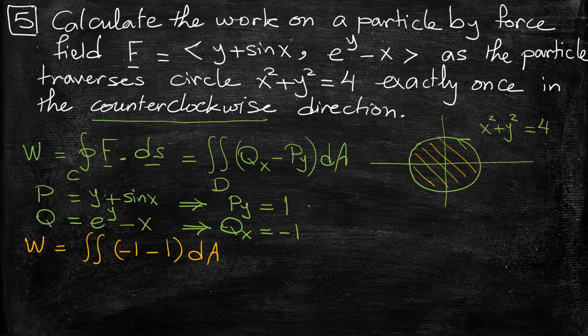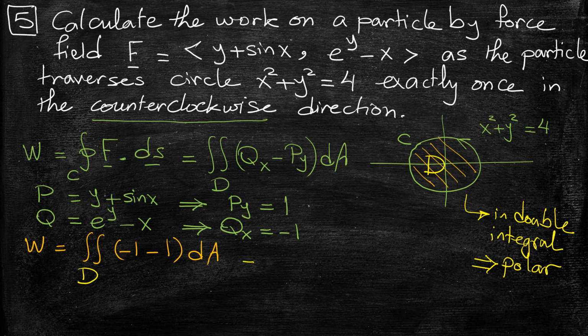So this is our curve C, and this is the region D. I need to calculate this over this region. For sure, this region is a circle, so in a double integral it is easier to use polar coordinates. So this one will be minus 2 r dr d theta, with r from 0 to 2, which is the radius, and the angle between 0 and 2 pi.